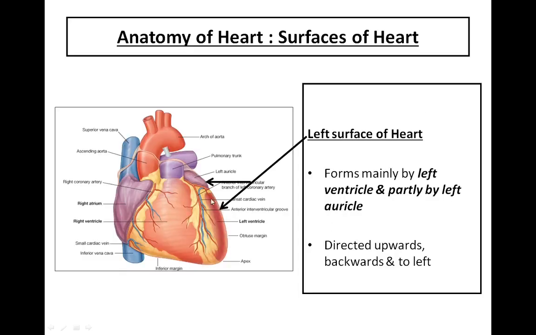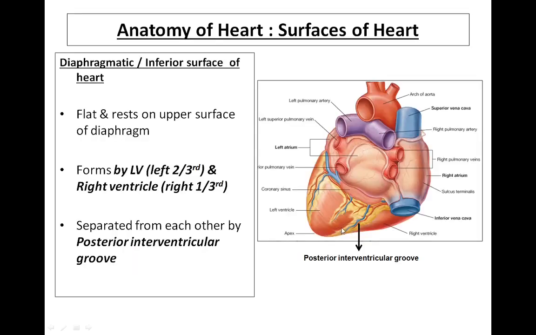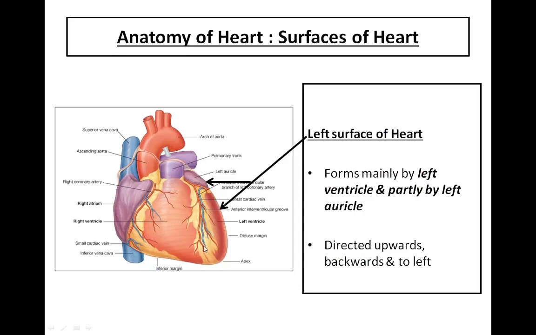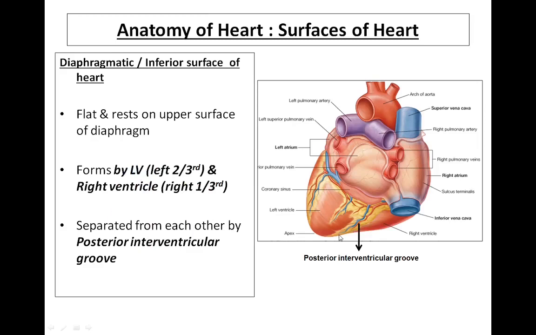Now here is the anterior part of the interventricular sulcus, then it goes to the inferior border, then it runs on the inferior surface, which separates the two ventricles, left and right, and this is called the posterior interventricular groove. This is our anterior interventricular groove. It continues on the inferior surface or diaphragmatic surface as the posterior interventricular groove.